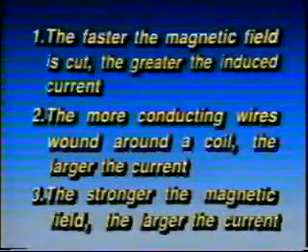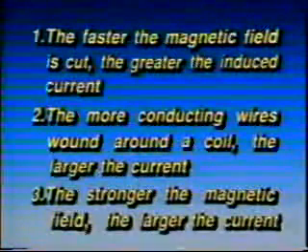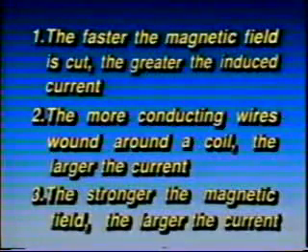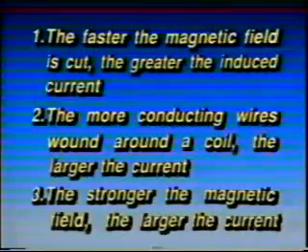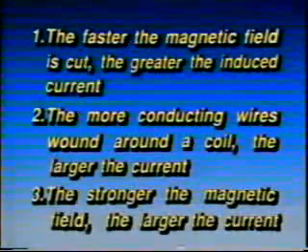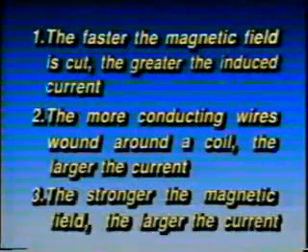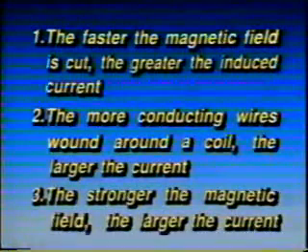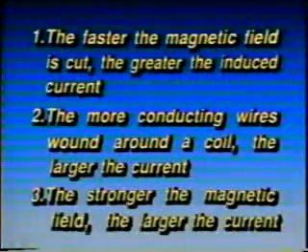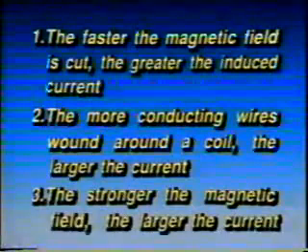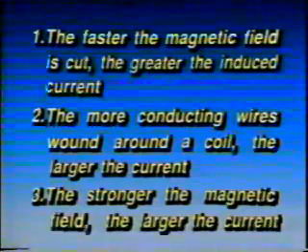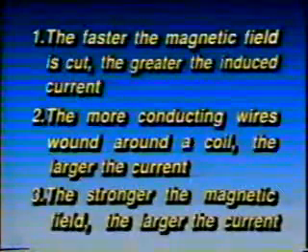These experiments show the following principles. The faster the conducting wire cuts the magnetic field, the more current is generated by electromagnetic induction. The more turns of conducting wire wound around a coil, the greater the induced current. The stronger the magnetic field, the larger the induced current. These 3 points are very important because they are basic to knowing how to control the amount of power the alternator generates.